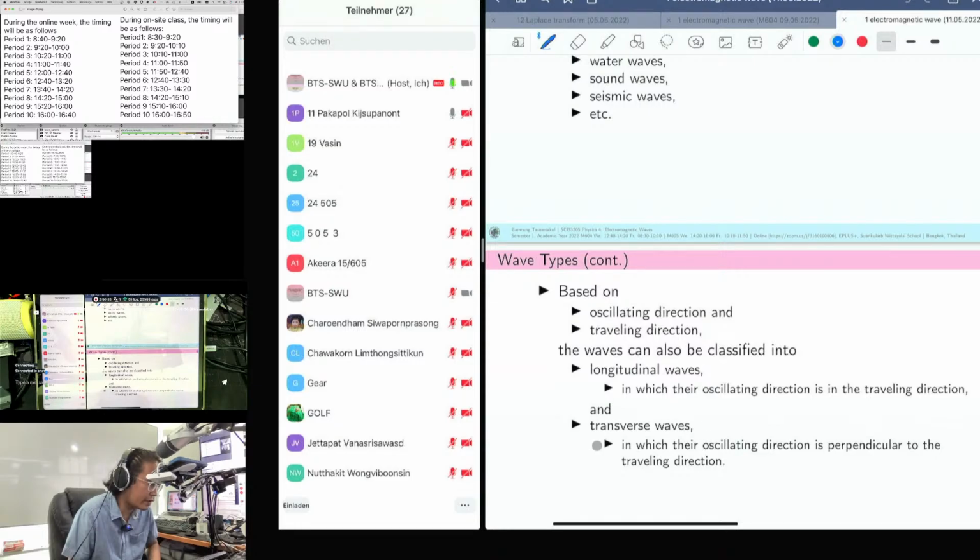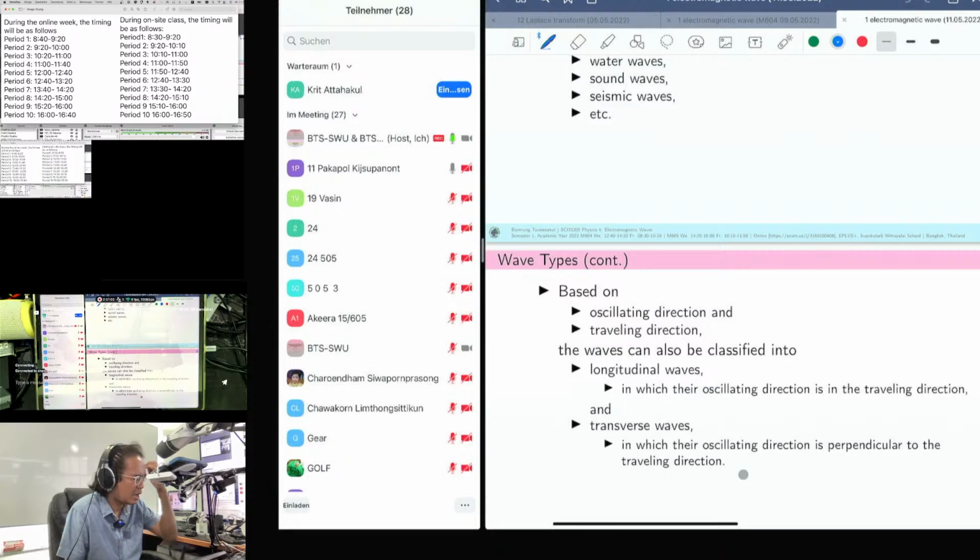Another type of wave in this manner is the transverse wave. What is that? The oscillating direction is perpendicular to the traveling direction. For example, the string doesn't move along at all, but the string fluctuation goes up and down, right?